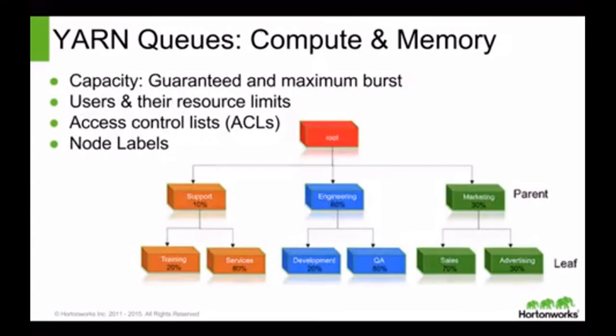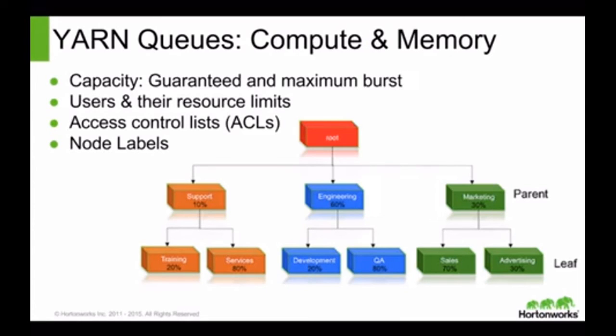Now within YARN, the key thing that makes all this happen is something called queues. Queues are an endless tree structure where you can define different groups and the access they have. When jobs are submitted into Hadoop, into YARN, they're submitted to a queue, either the default queue for that user or group, or the queue that's defined. In this example, we have 10% of our cluster going to support, 60% to engineering, and 30% to marketing.